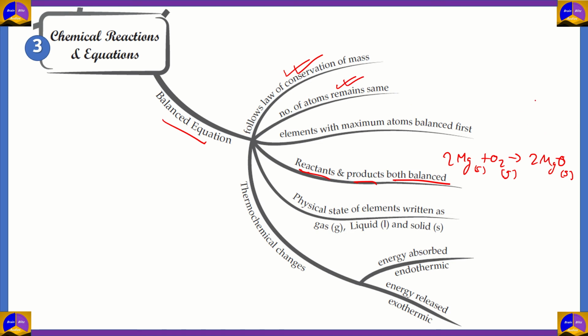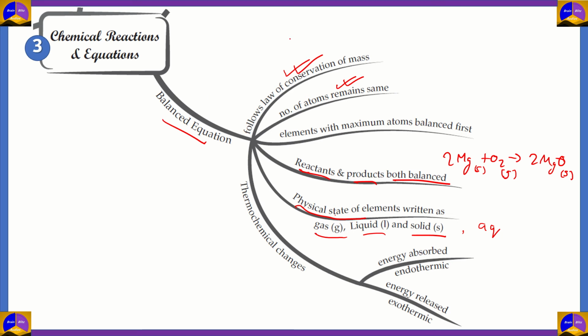And usually when we are balancing equations, you write elements with maximum atoms and then balance them first. Another thing about balanced equations is that they usually contain the physical state of the elements. So we write gaseous, liquid, solid, and for compounds which are dissolved in water, aqueous. So these are the important things that you should keep in mind when you're talking about balanced equations.